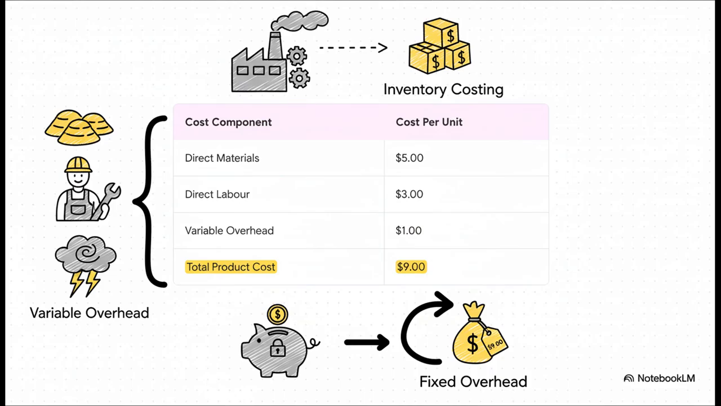The unit product cost calculation here is much more direct. You see, it only includes the true variable costs of manufacturing: materials, labor, and variable overhead. We completely exclude the fixed overhead from this calculation. So our unit product cost under this method is a clean $9.